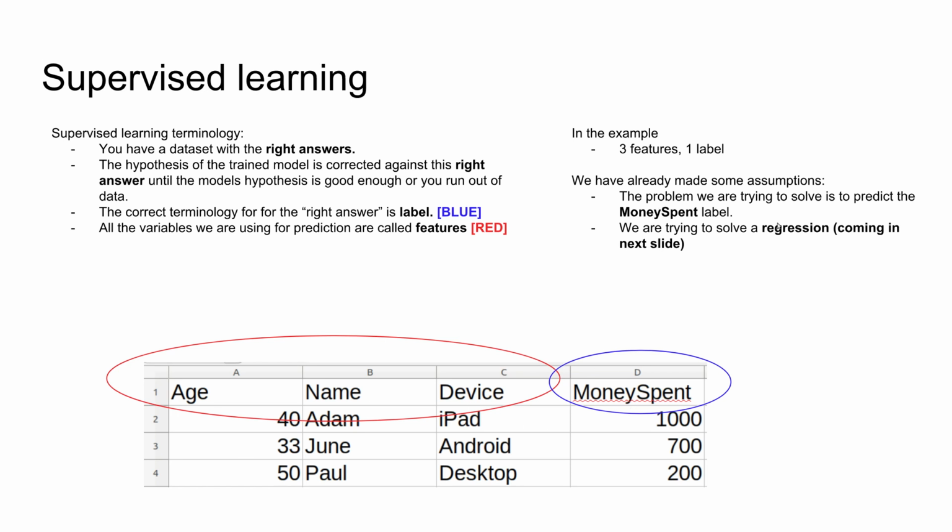So here we have already made some assumptions from the data. That the problem we're trying to solve is to predict how far off the label, the money spent label, the prediction is. So this is called a regression, and I'm going to cover what regression means in more detail in the coming slides.